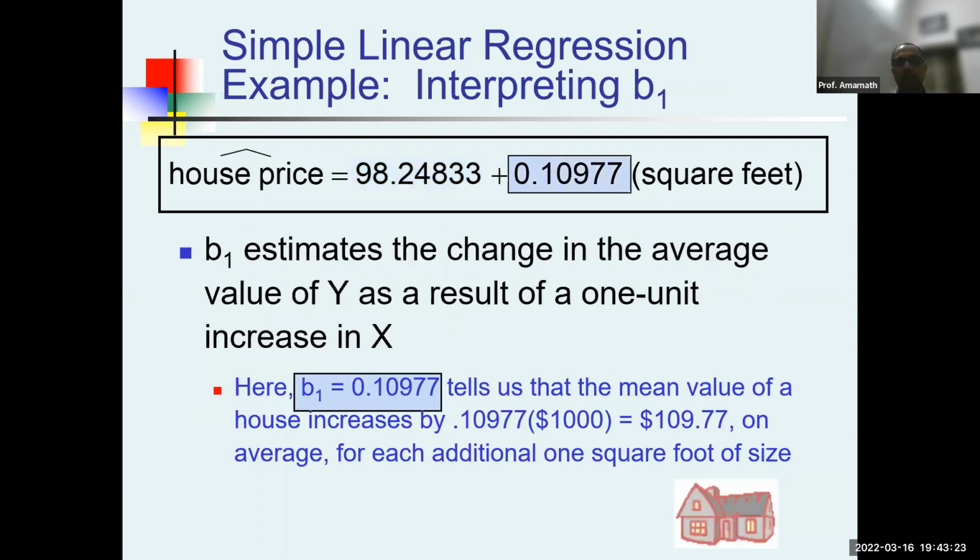That was about B0. The next important thing is how to interpret B1. B1 estimates the change in the average value of y as a result of a 1 unit increase in x. That is how we should interpret. I mean to say, here B1 is 0.109, which tells us the mean value of a house increases by 0.109 into 1000, that is about $109.77 on average for each additional 1 square foot of size. That is the scientific interpretation.